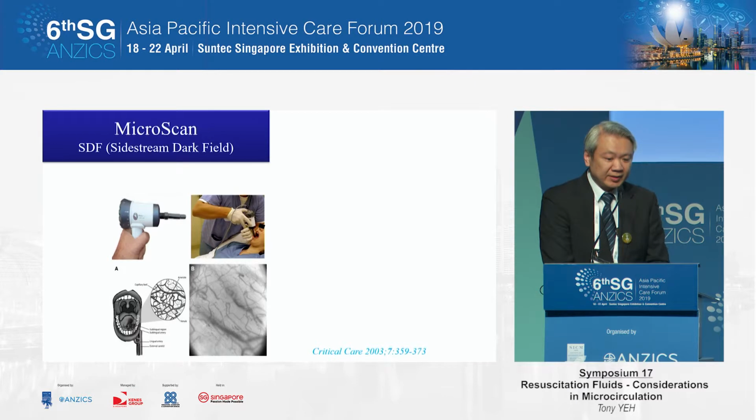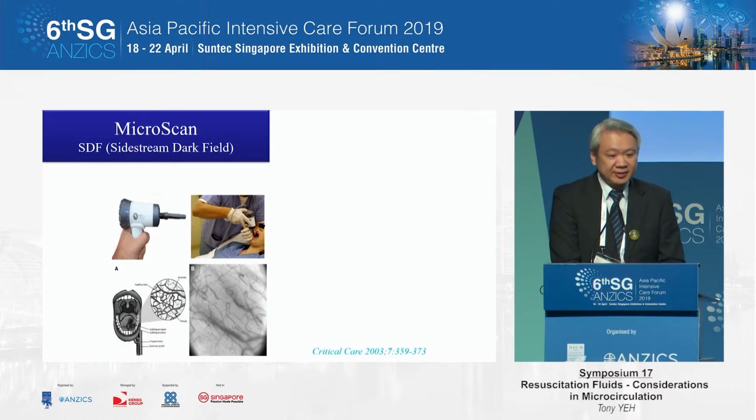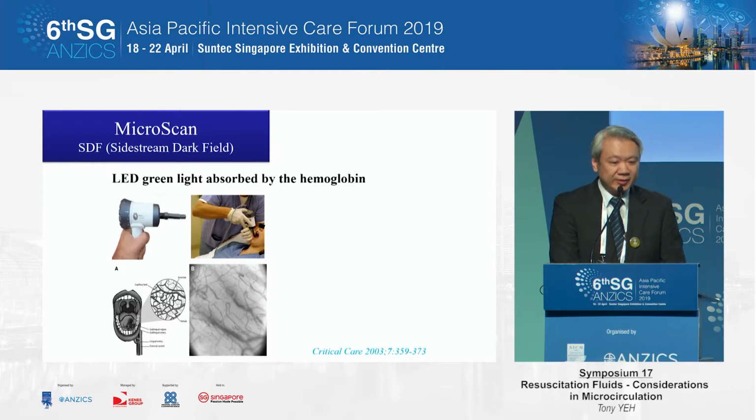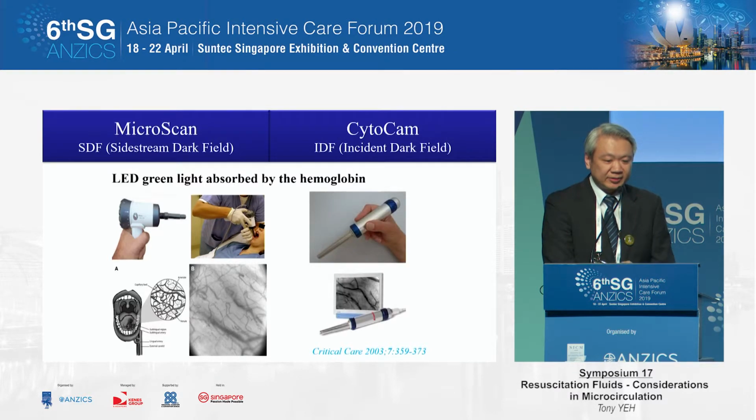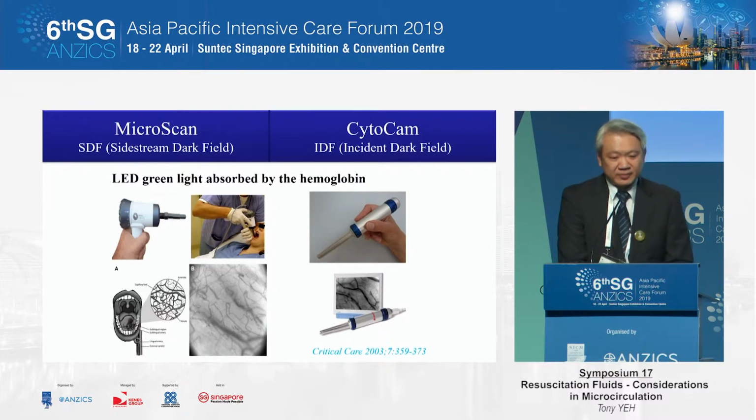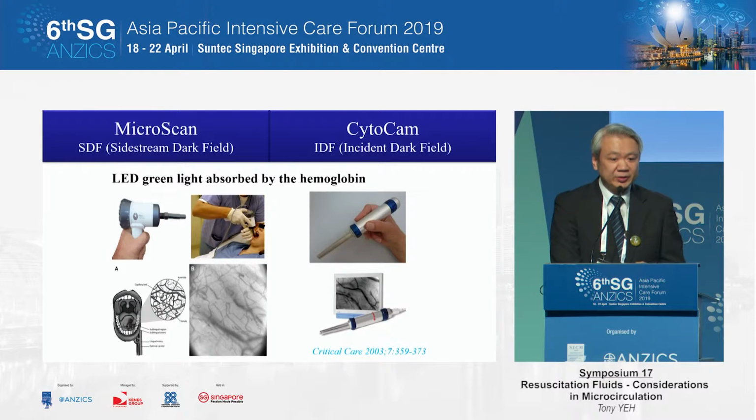I think it was maybe about 10 to 12 years ago. This is the second generation of the microvascular video scope, and because the LED green light can be absorbed by the hemoglobin, you can easily see the red blood cells flow through the vessel. So I think that's very clear. And then there is the third generation of the microvascular video scope, which looks lighter and easier to operate. But it still needs training to get very good quality images.